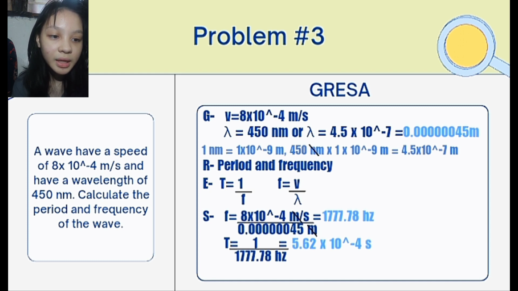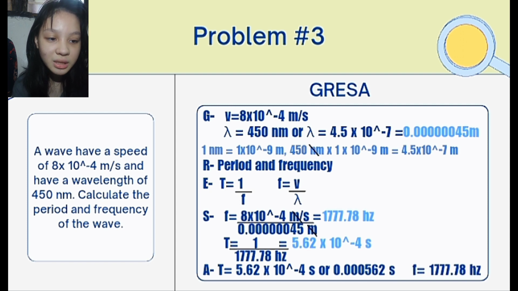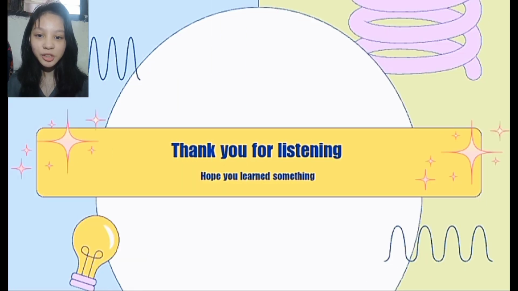1777.78 hertz. That will give us the answers: period is equal to 5.62 times 10 raised to negative 4, or 0.00000562 seconds. Frequency is equal to 1777.78 hertz. That will be the end. Thank you for listening.